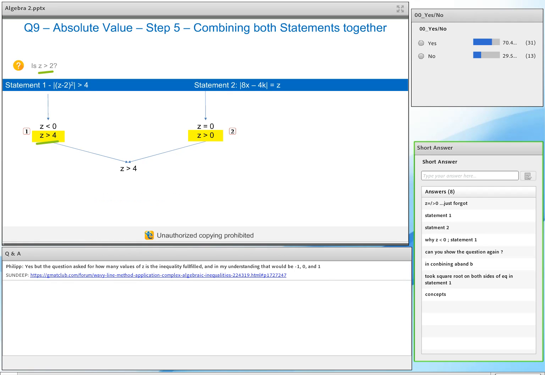That's the level of confidence that you need to have. Okay. Why z less than 0? Again, as I said, you have to solve the quadratic inequality that's there. Okay, from solving that you get two possible ranges. Z is less than 0 or z is greater than 4. Two possible ranges on the number line.